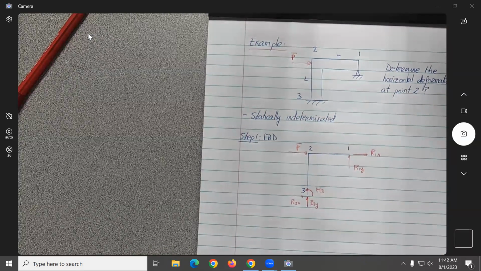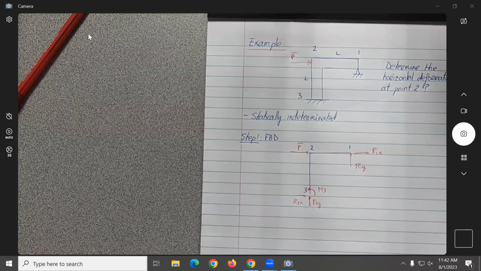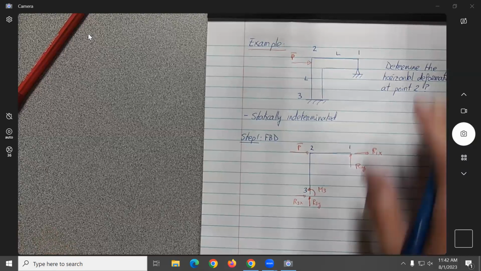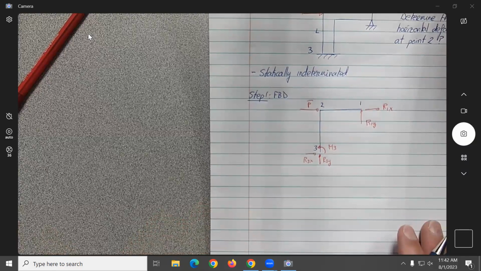If it's statically indeterminate, that means we're going to need some additional equations in order to solve, and these additional equations will come from where? We have to look at the deformations, to see what will happen with some type of deformation, either angle of rotation or displacements.